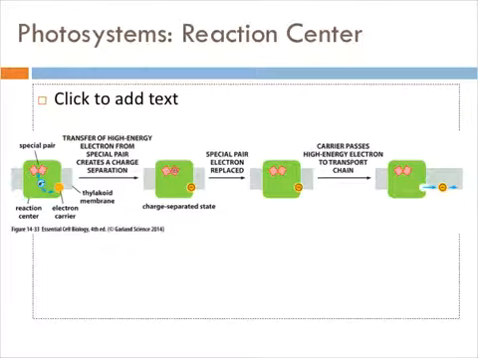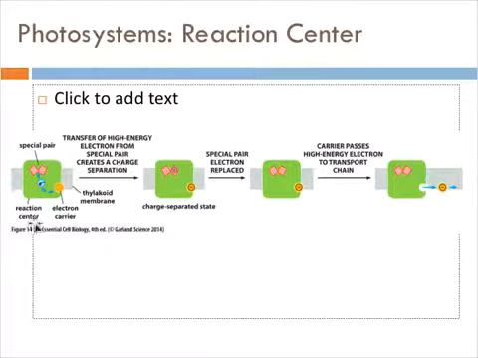In a reaction center, what happens is that the special pair passes that electron to an electron carrier. So we've seen electron carriers before. We saw ubiquinone, we saw cytochrome C, so we've seen them before. Similar idea here.